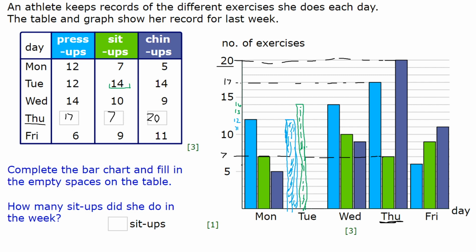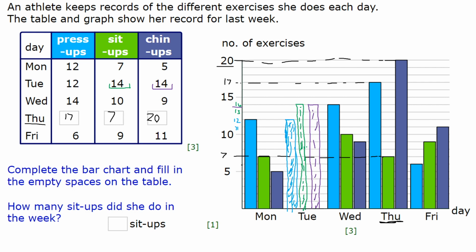And finally, she does 14 chin-ups, which, I mean, we know 14 is there. So then we can put chin-ups like so. And that is what our graph and our table should look like.